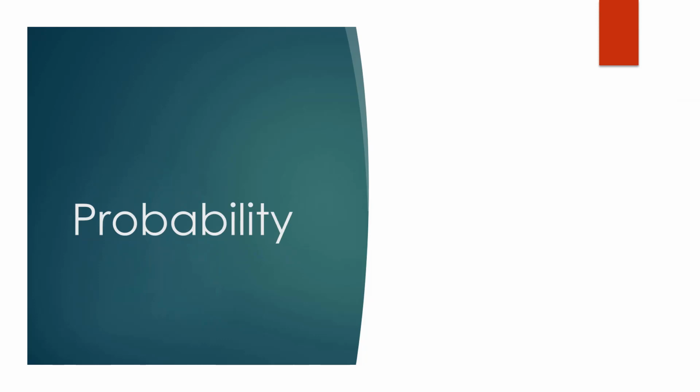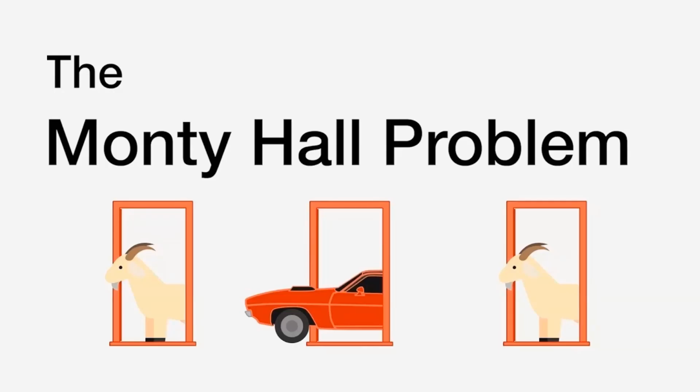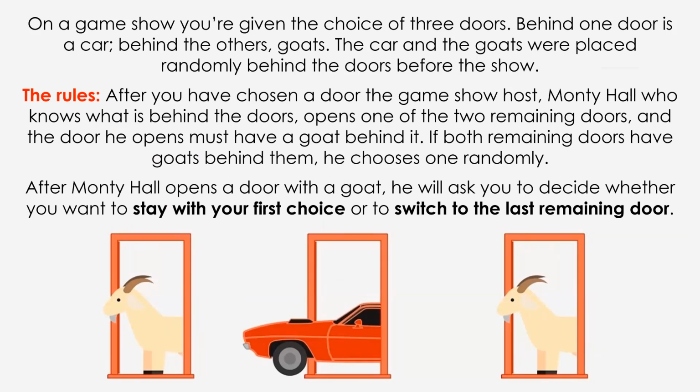And what I want to do before we get into some specific things is give a fun little example of probability to kind of get your minds thinking in the right way. So this is a fun little probability thought experiment called the Monty Hall problem. Okay, so I'm going to read through the rules here and then just follow along to try and understand the setup here. So imagine that you're on a game show and you're given the choice of 3 doors. Now, you're told that behind one door is a car and behind the others are goats. Now, the car and the goats were placed randomly behind the doors before the show.